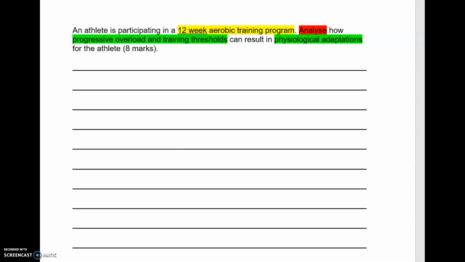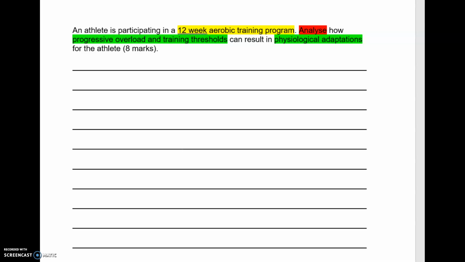It then goes on to ask us to analyze how progressive overload and training thresholds, which are syllabus points, can result in physiological adaptations for the athlete. You will notice that these are two different dot points: physiological adaptations and principles of training.